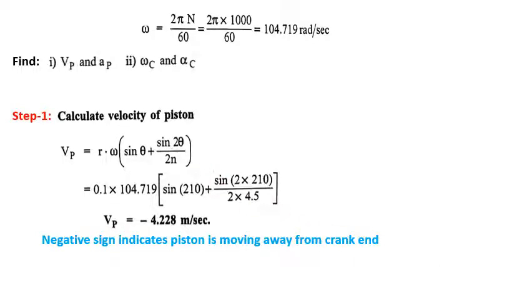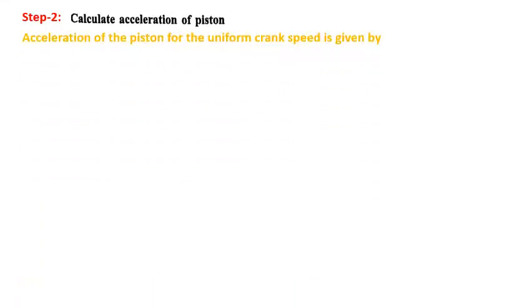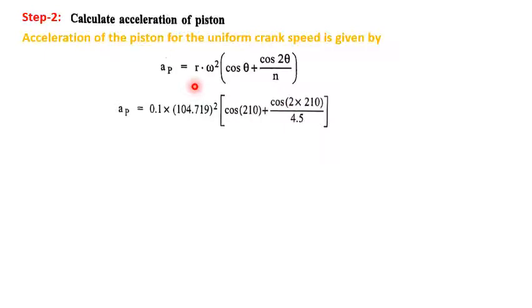Next, let us see how to find the acceleration of the piston. In order to calculate the acceleration of the piston, since the crank is rotating uniformly, we have to use the second equation of acceleration. That is ap is equal to r into omega square into cos theta plus cos 2 theta by n. Here substitute the r value, omega value, theta and n value and simplify the equation.